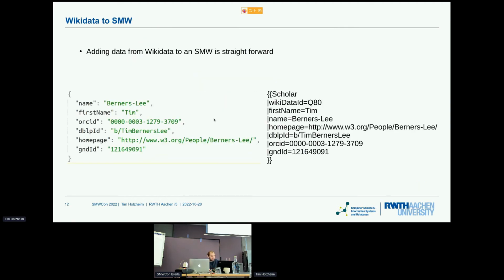The result of this query is basically this JSON record, which you can see can be straightforwardly mapped to a template and then inserted into a wiki text page, which makes it really easy to integrate or migrate the data from Wikidata to Semantic MediaWiki.